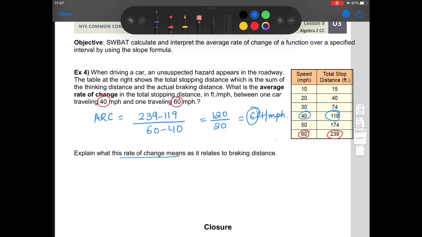So I want you to actually pause the video and then check out my answer and see if you understand this. So this means the car slows, because we are braking, right? Slows at a rate of 6 feet. So every time you're braking, per 1 mile per hour.